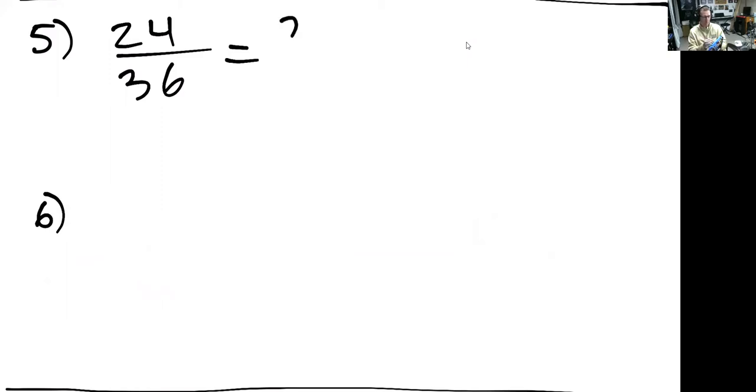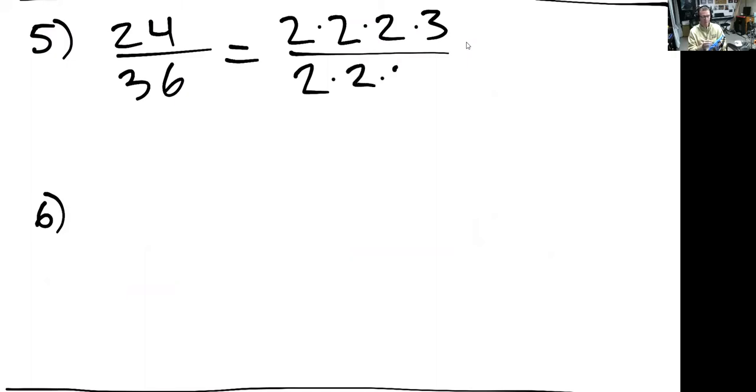So 24 is 2 times 12. 12 is 2 times 6. 6 is 2 times 3. So 24 is 2 times 2 times 2 times 3. 36, well, I'll start with 2. Is 2 times 18. 18 is 2 times 9. 9 is 3 times 3.